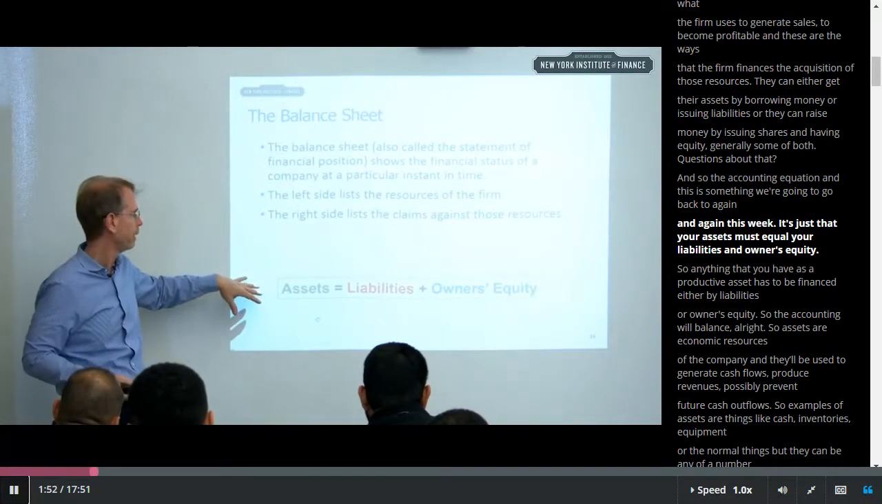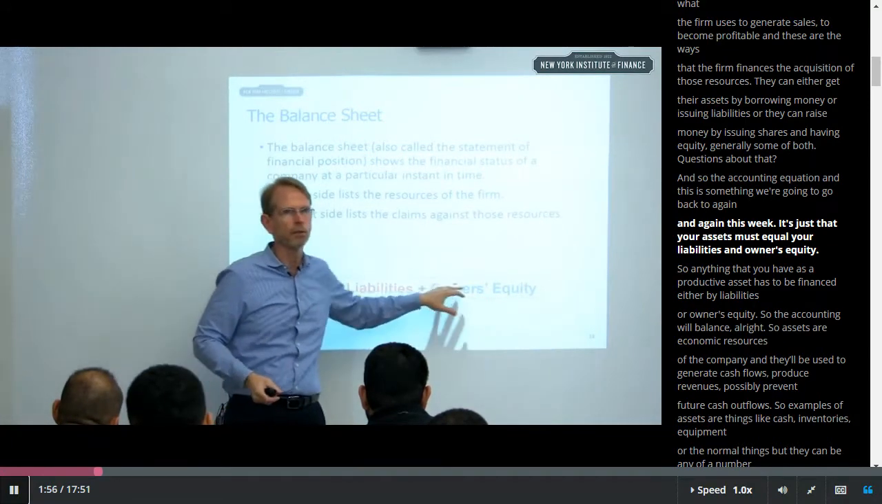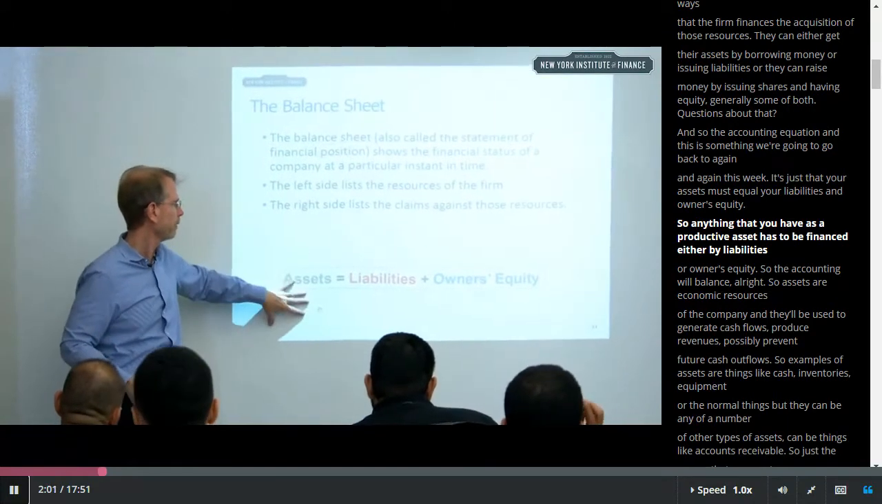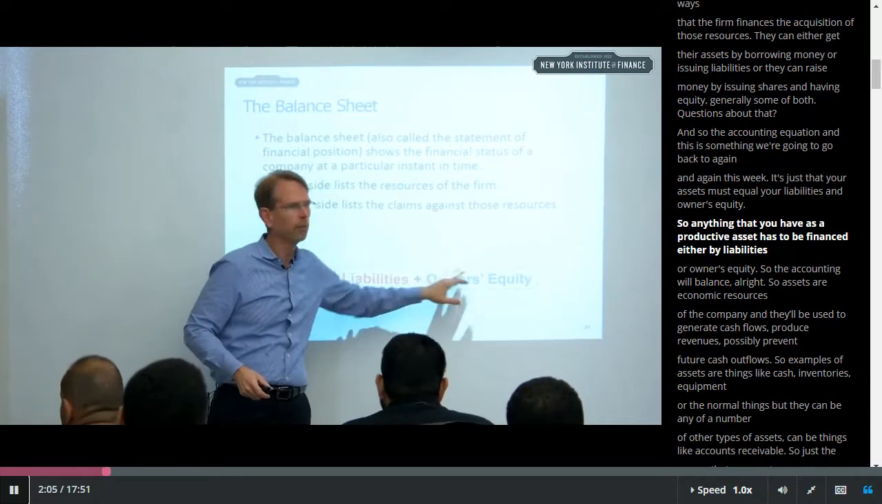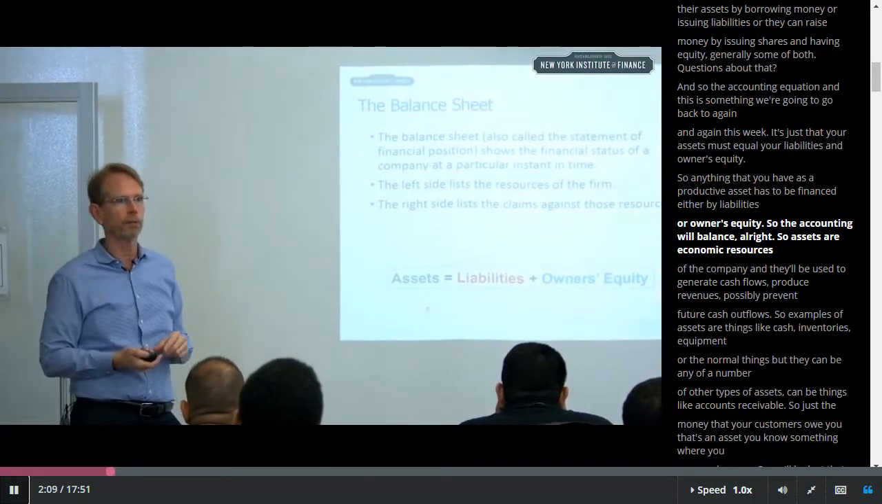And so the accounting equation, and this is something we're going to go back to again and again this week, is just that your assets must equal your liabilities and owner's equity. So anything that you have as a productive asset has to be financed either by liabilities or owner's equity. So the accounting is a balance.